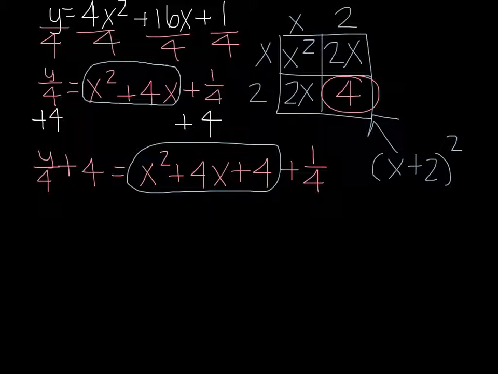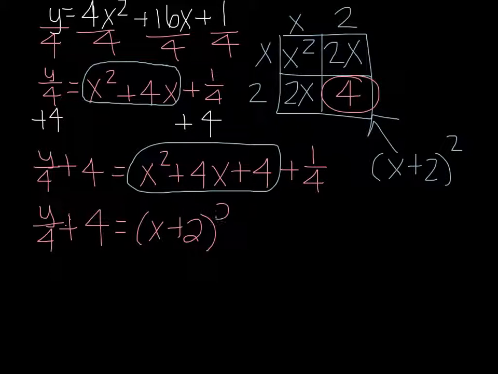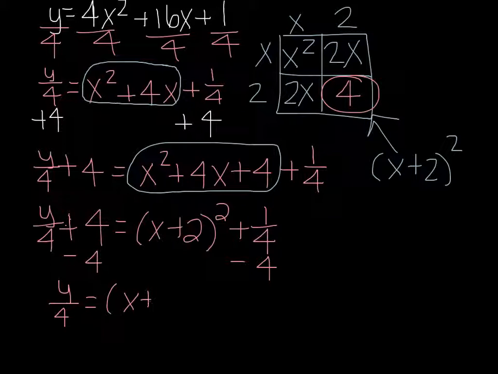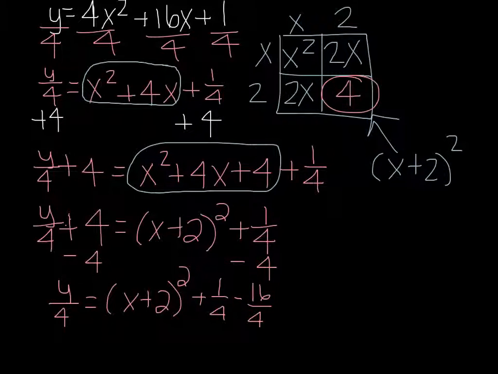in parentheses squared. So, using that information, we still have the y over 4 is equal to x plus 2 in parentheses squared plus 1/4. Then it just becomes simple algebra to get the y by itself. So the first thing would be to subtract the 4 from each side. Don't be afraid to do that extra step in getting your common denominator. So if we're adding 1/4, then we're subtracting 16/4 because 4 would be 16/4 if we get a common denominator.